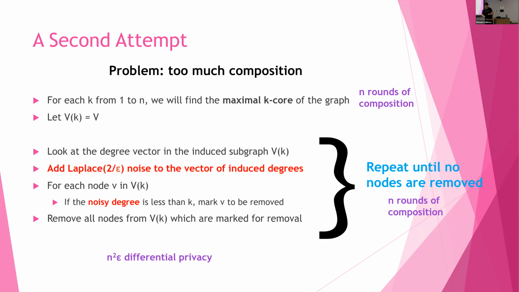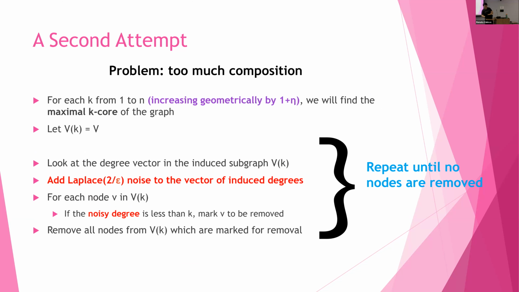So this can be fixed a little bit. This first step at least can be fixed. Instead of looking at every k, you just increase it geometrically by 1 plus eta, for some eta greater than 0 of your choosing. And now this will only have log n rounds of composition. And for our purposes, I think we can essentially ignore all polylog factors.